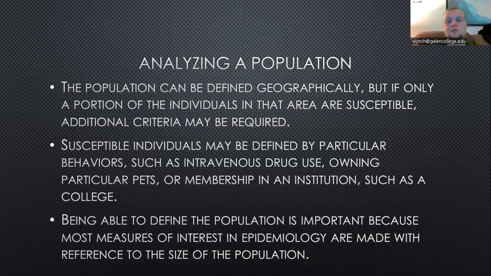Susceptible individuals, let's say, for instance, of intravenous drug use, okay? If a population is undergoing IV drug use, it could make them more susceptible to bloodborne infections and diseases, especially if they're sharing needles and things like that. A behavior such as this is going to predispose a certain person to being more susceptible to a certain disease or process. Being able to define the population is going to be very important because then we can measure how much of an interest we need to take in that population for a specific disease.